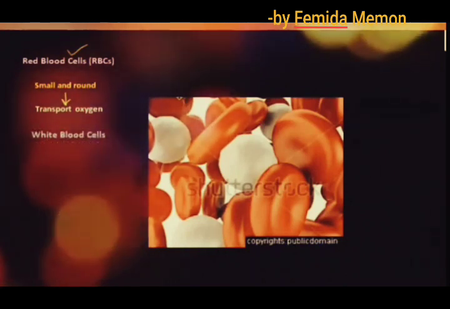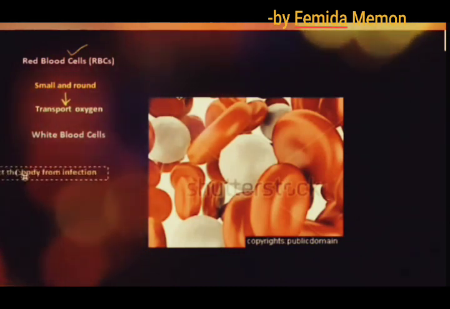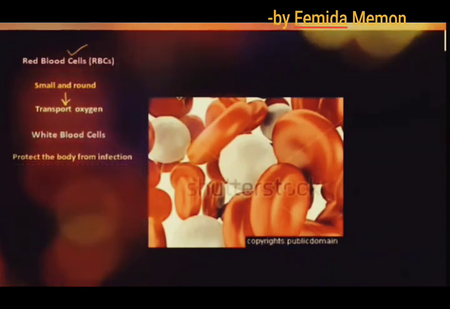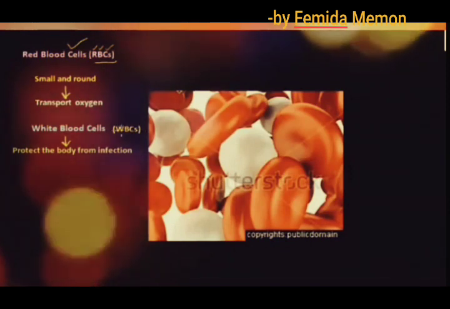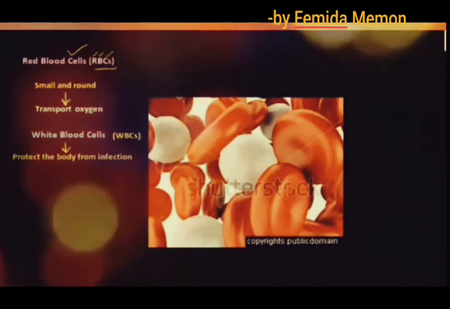Let us study it. These white blood cells are of different types and they have different functions, but their main function is to provide defense in the body. They provide defense from foreign bodies, which means these white blood cells protect the body from infection. If you have any infection, the white blood cells will act as a defense mechanism. As I told you earlier, these red blood cells are also called RBC, and these white blood cells are also called WBCs, which means white blood cells.